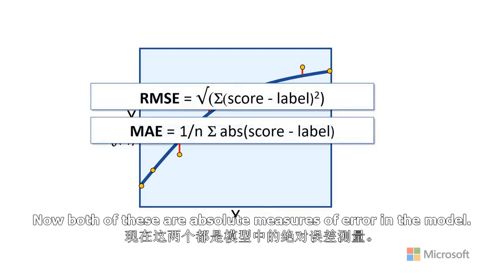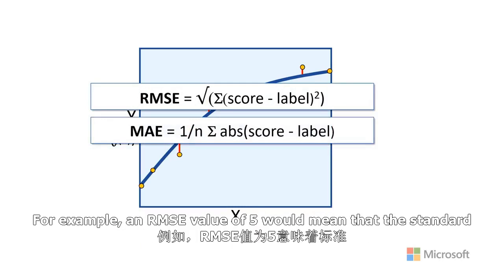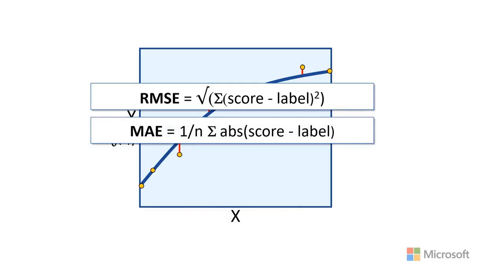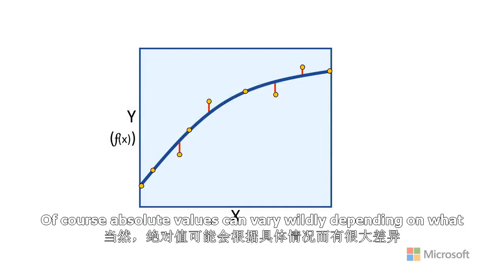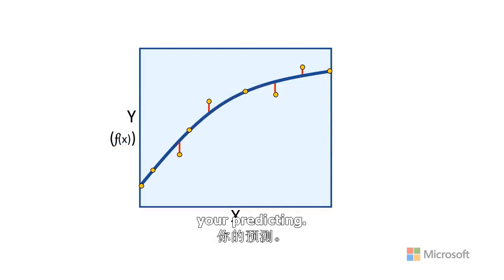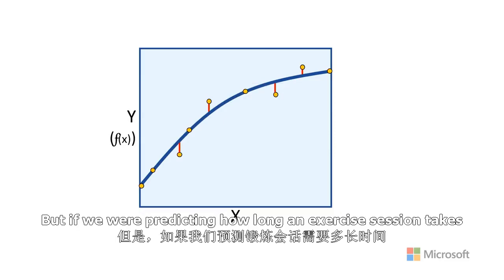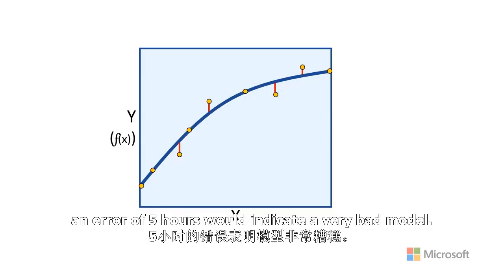Now both of these are absolute measures of error in the model. For example, an RMSE value of 5 would mean that the standard deviation of error from our test data is 5 calories. Of course, absolute values can vary wildly depending on what you're predicting. So an error of 5 calories would seem to indicate a reasonably good model, but if we were predicting how long an exercise session takes, an error of 5 hours would indicate a really bad model.